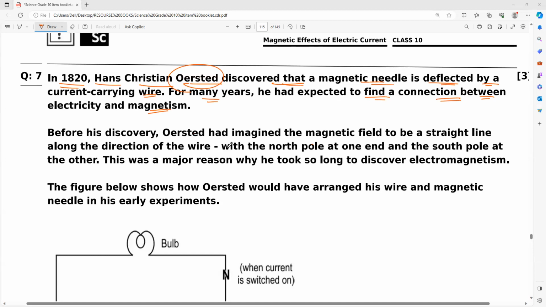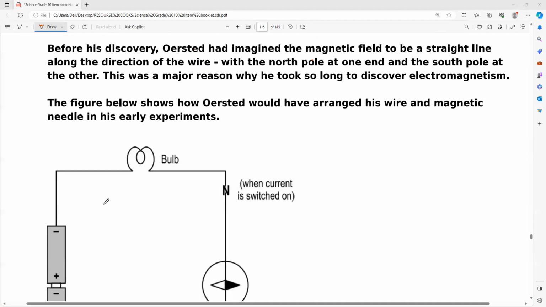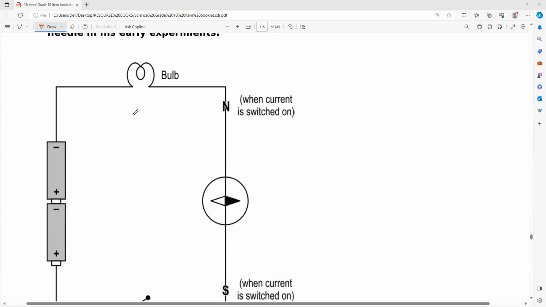Before his discovery, Oersted had imagined the magnetic field to be a straight line along the direction of the wire, with the north pole at one end and the south pole at the other. This was a major reason why he took so long to discover electromagnetism. The figure below shows how Oersted would have arranged his wire and magnetic needle in his early experiment. So this is his imagination of how he arranged the experiment.